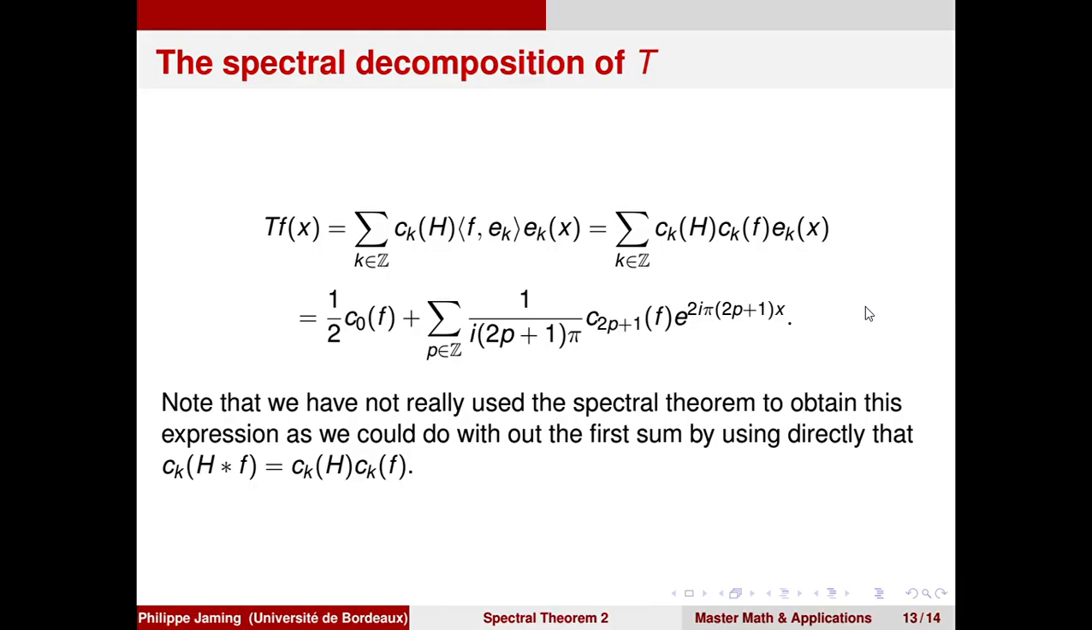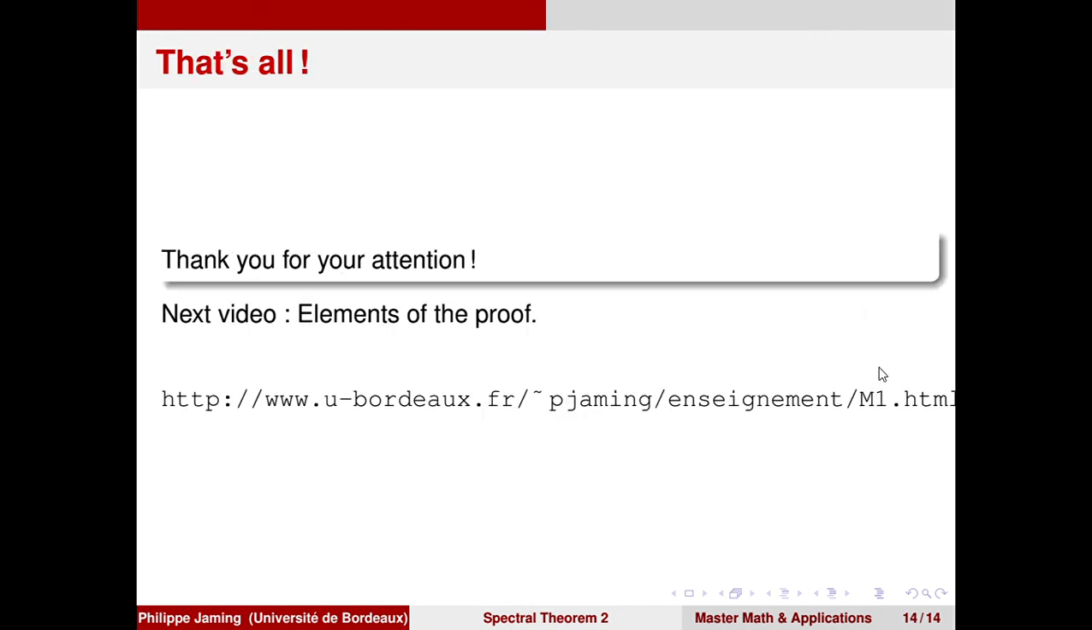Of course, we have only used the spectral theorem in a mild way, and we could obtain this expression directly by saying that the k-th Fourier coefficient of h convolved with f is c_k of h times c_k of f. And that's all for this lecture. Thank you for your attention.